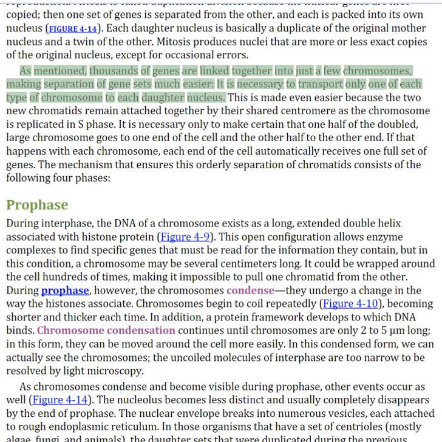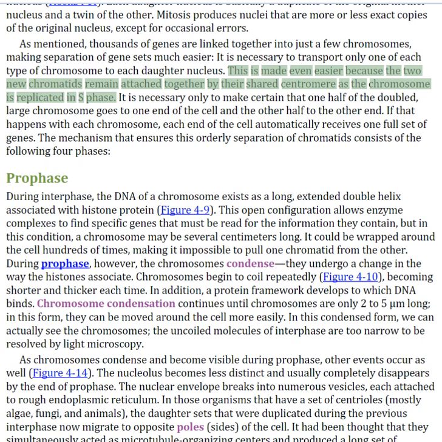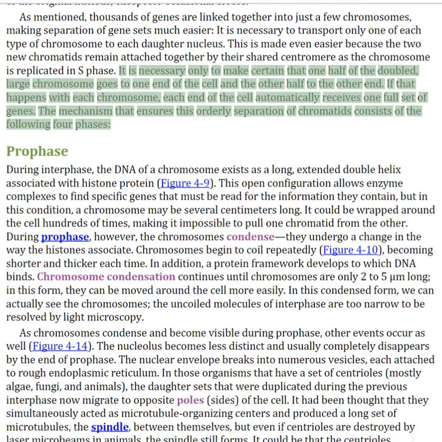As mentioned, thousands of genes are linked together into just a few chromosomes, making separation of gene sets much easier. It is necessary to transport only one of each type of chromosome to each daughter nucleus. This is made even easier because the 2 new chromatids remain attached together by their shared centromere as the chromosome is replicated in S phase. It is necessary only to make certain that one half of the doubled, large chromosome goes to one end of the cell and the other half to the other end. If that happens with each chromosome, each end of the cell automatically receives one full set of genes. The mechanism that ensures this orderly separation of chromatids consists of the following 4 phases.